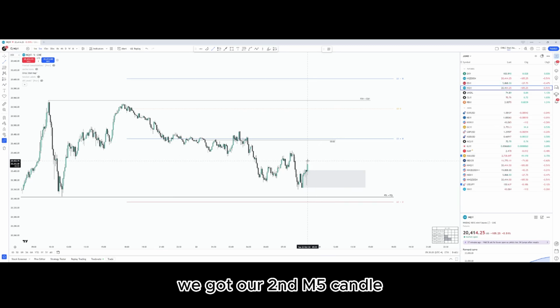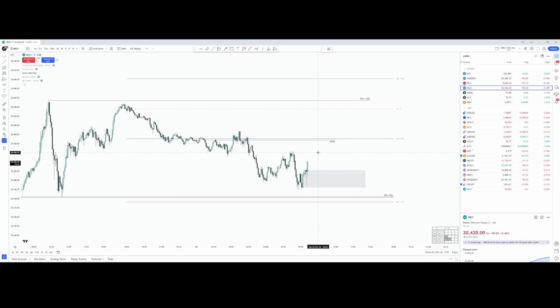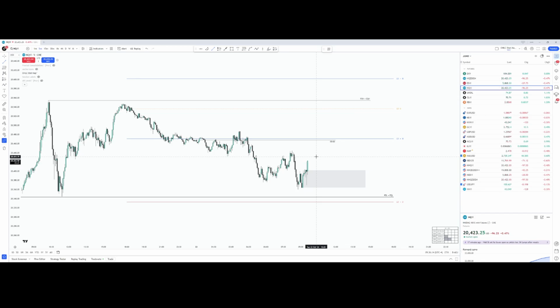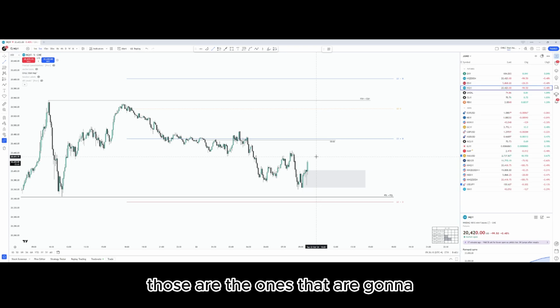We got our second M5 candle after the open, and I guess the coming candles like this one and the next one and maybe the next one, those are the ones that are going to tell us what we are doing here today. So for now, keep waiting.